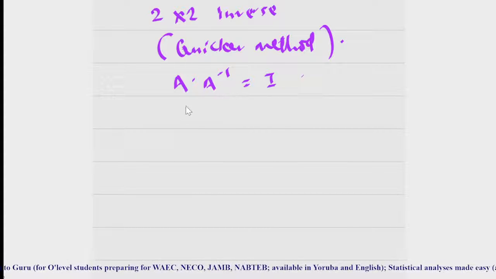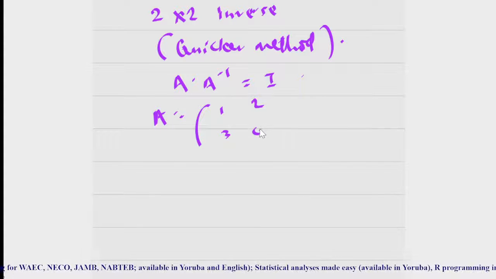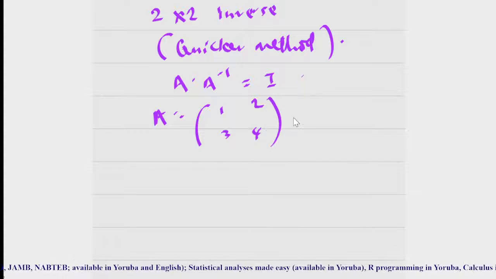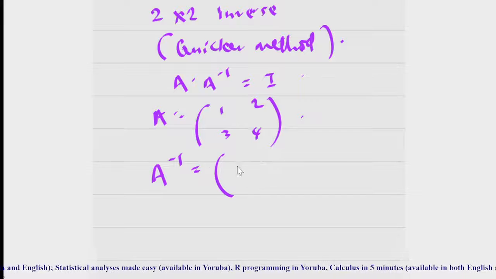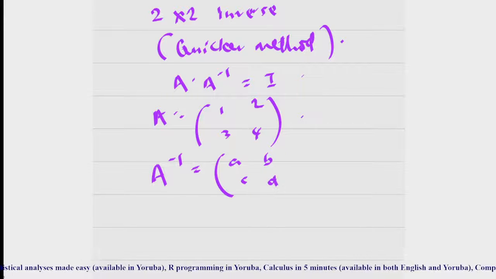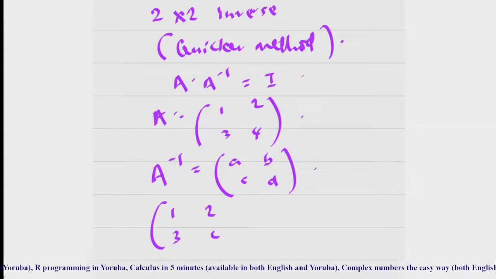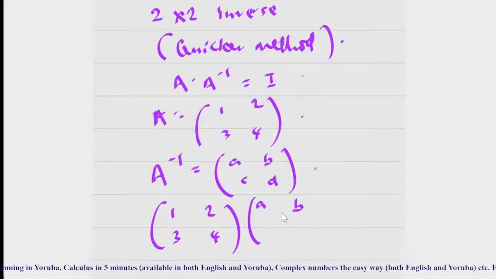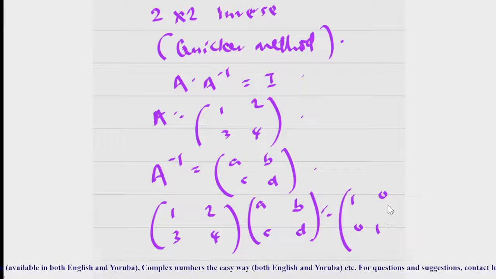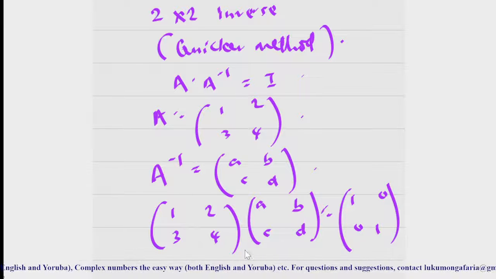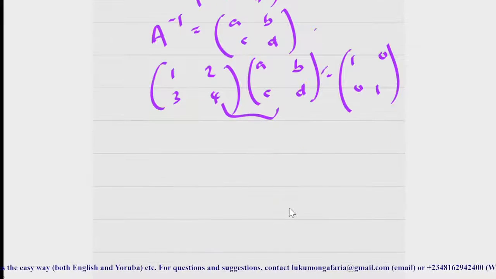You represent your A, perhaps if your A is equal to 1, 2, 3, 4. So maybe you want to find the inverse of A, then you represent your A inverse to be a, b, c, d. Then if you multiply them together, I have 1, 2, 3, 4 times a, b, c, d is equal to I. Your I is an identity element, which is 1, 0, 0, 1. I hope you understand now. So you multiply this and you find the values of a, b, c, d. So that's how I explained it in the previous video.